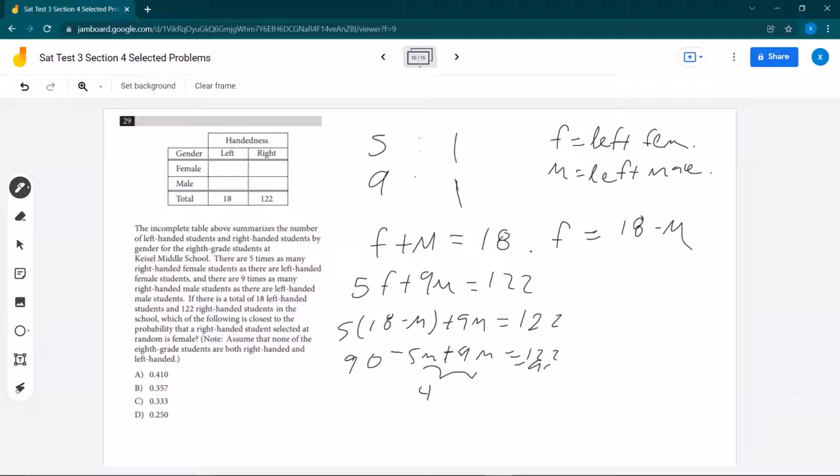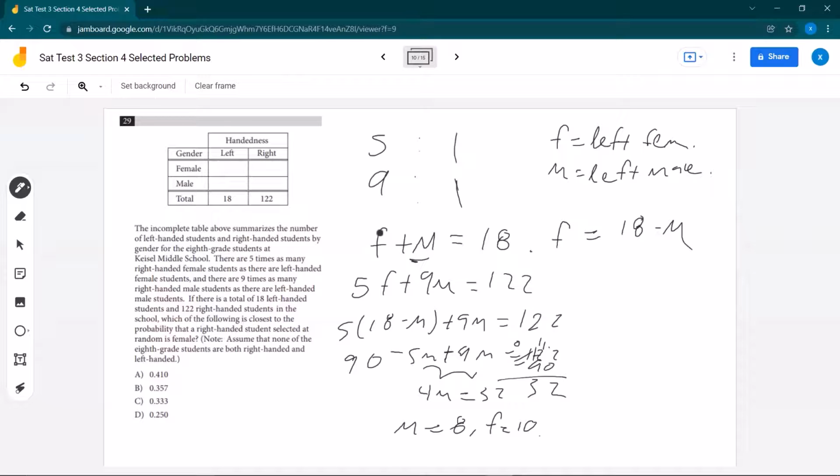Minus 90. Well, what's 122 minus 90? We can do a simple carrying here. 2 minus 0 is 2, 12 minus 9 is 3. So 4M is equal to 32, so M is equal to 8. So our left-handed males is 8. And if our left-handed males is 8, then our left-handed females is 10, because that equation at the top here has to be satisfied.